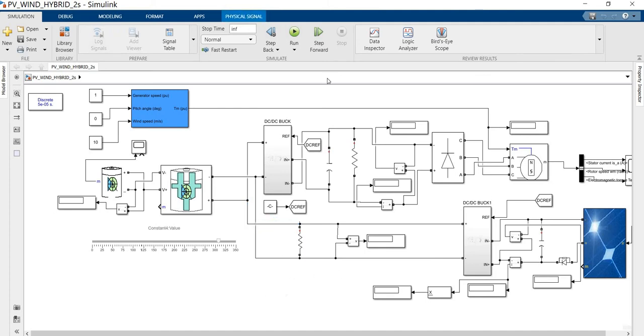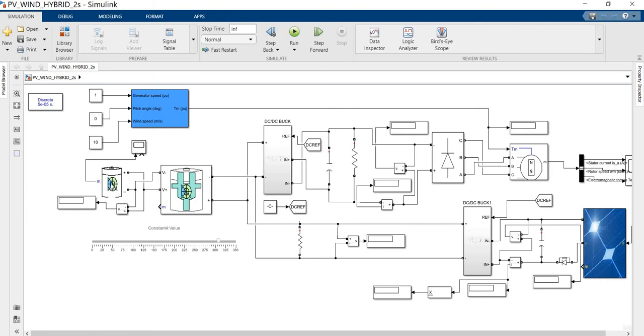So this is the way we are going to connect the hybrid system, that is a hybrid source. One is a wind source, another one is the PV source. Both sources are connected through this output DC through the DC to DC converter. Again, the battery is also integrated into this DC rail or DC grid.